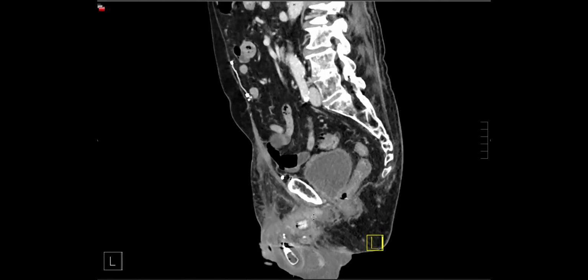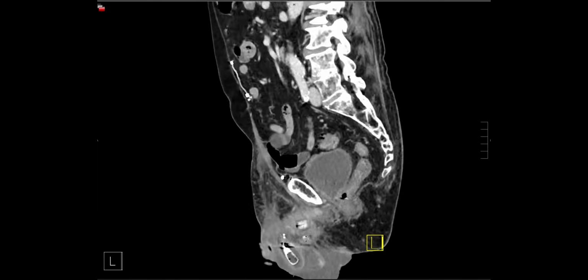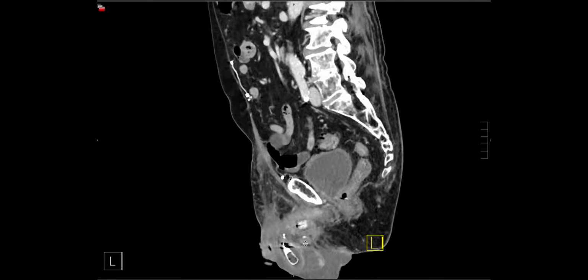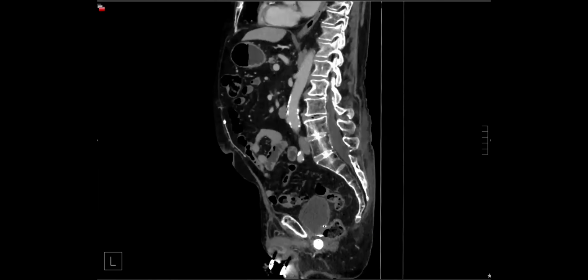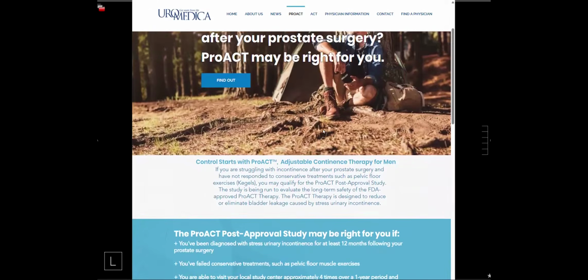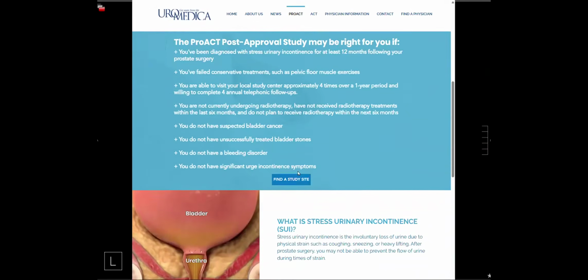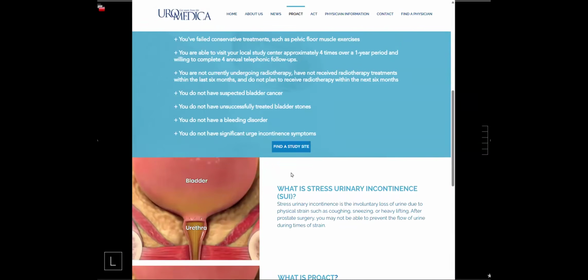Well, the patient did have an AUS, artificial urinary sphincter, before that got infected. So you can see all of the inflammatory changes here. The patient had that removed and then got this placed. Let me drag over the screen that describes what this thing is. This is called a ProACT. It's basically like a bulking agent for men who have failed artificial urinary sphincters.